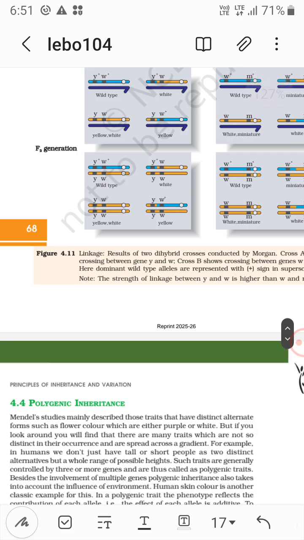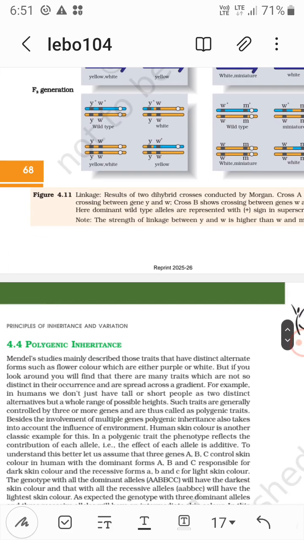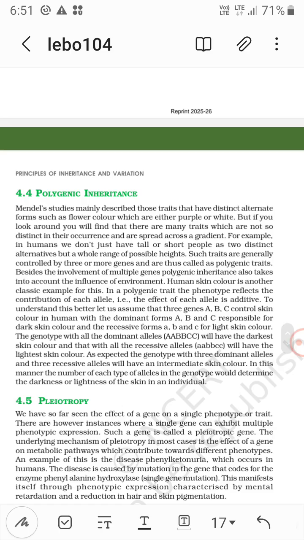So the polygenic inheritance we are going to study. This one is the parental, this one F1 and F2. Mendel's studies mainly describe those traits that have distinct alternative forms, such as flower color, which is either purple or white.